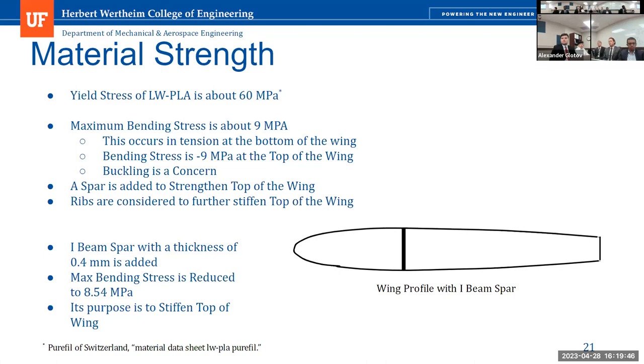For this reason, we incorporated a spar with a thickness of 0.4 millimeters, the minimum thickness, that would be used to stiffen the top of the wing and brace it against the bottom of the wing. In addition to this spar, it was assumed that the connectors of each individual section of the wing would contribute to stiffening the top of the wing to further prevent its buckling.